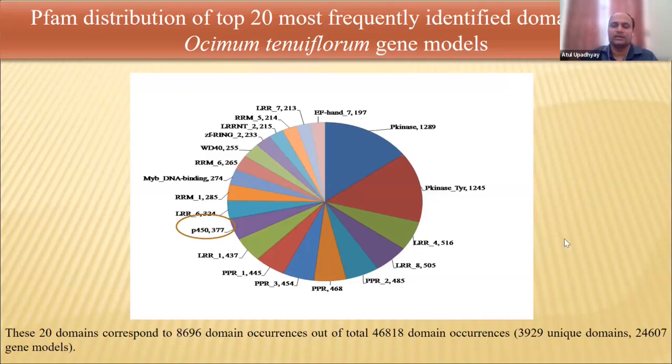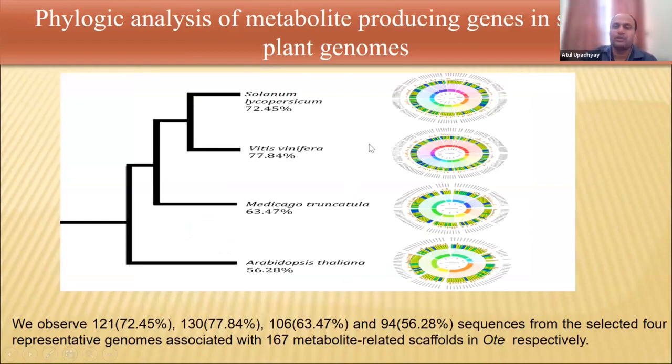So this data says that these are the domains which are more prominent, or present in high number, in the metabolite producing genes. Most of them are kinases, different types of kinases, and then P450 and many more. Likewise, we also tried to look at the orthology of these secondary metabolite producing genes in different plant genomes. We selected 4 of these genomes, and we found that there is a huge similarity in terms of metabolite producing genes among these plants, which also indicates it's not a random drift. It's a continuous evolutionary process.